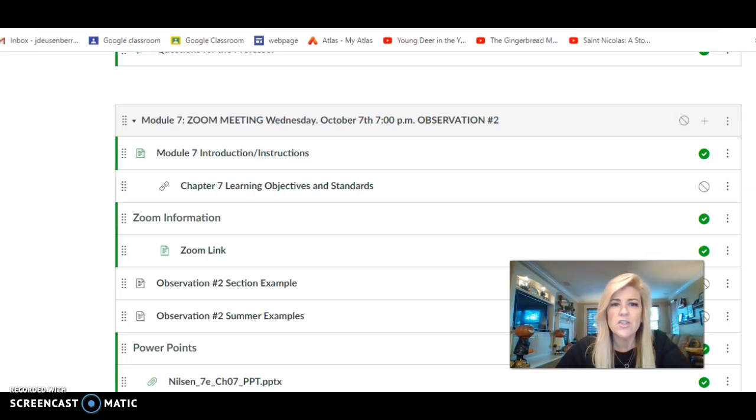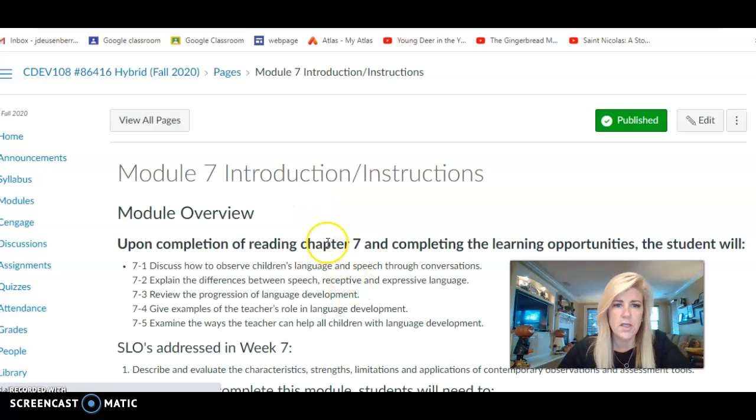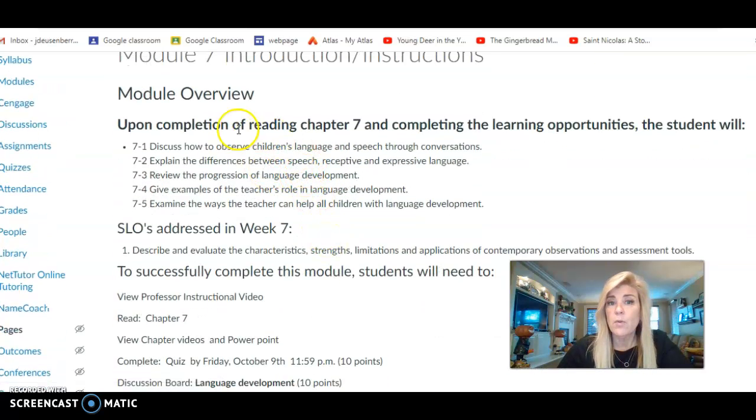Let's go over our instructions for week 7. Go ahead and click our instructions. Once again, overview. In chapter 7 there are 5 points I want you to be taking notes on: discuss how to observe children's language and speech through conversations; explain the differences between speech, receptive, and expressive language; review the progression of language development; give examples of the teacher's role in language development; and examine the ways the teacher can help all children with language development. So really read carefully, but make sure you're taking notes on those points.